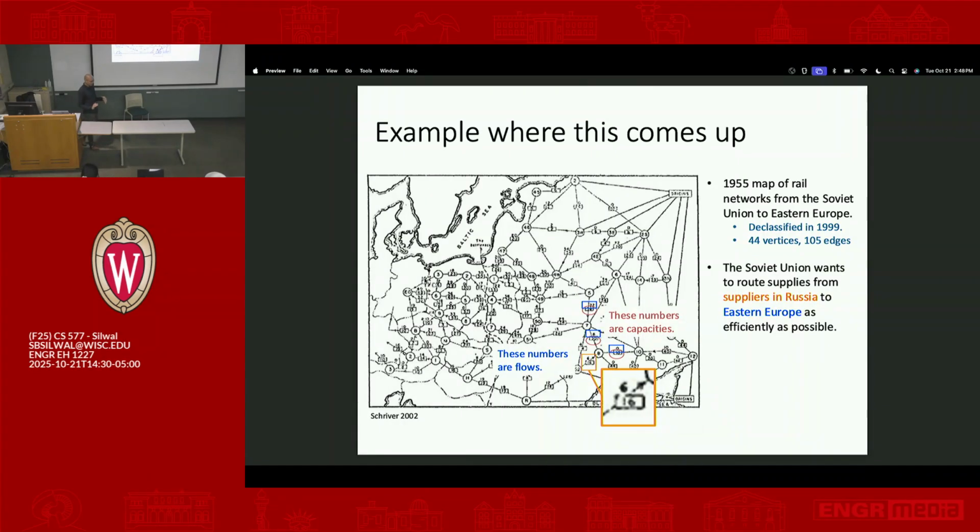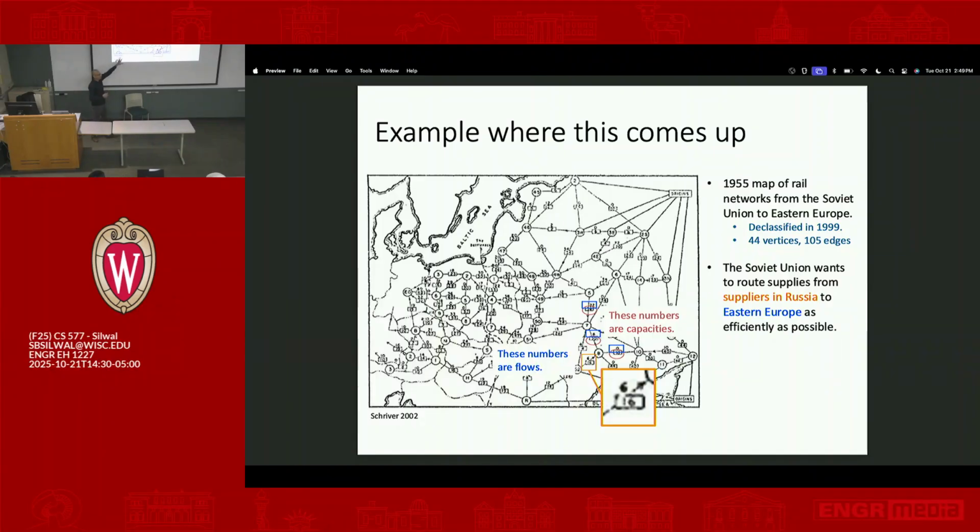Now, where does this problem come from? Like I was saying, on the west side, people were trying to figure out how to bomb rail links to disconnect one side from the other. But on the Russian side, they were saying, we have a bunch of supplies that we want to send from one side to the other. Actually, for this rail network, these numbers turn out to be the flow that they're sending on these rail networks. It's a bit hard to see.